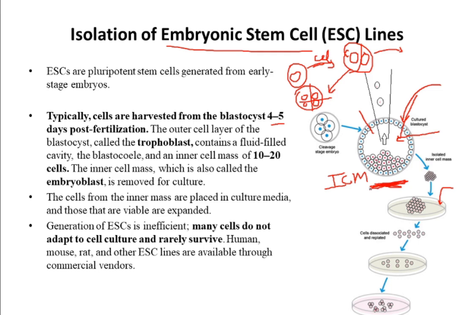And besides this, even if somehow you isolate the stem cells, the cells of ICM, and you culture them, they may not adapt to the culture media and rarely survive. Although, what number of cells can we harvest from one embryo? It is 10 to 20 cells. So you have 10 to 20 cells, and this is the artificial media.